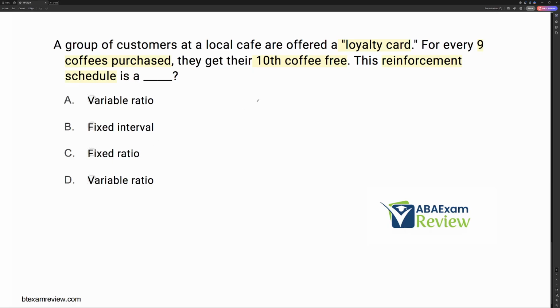And then we have to ask ourselves, is that requirement changing? Well, no. Every single time it is 9 coffees purchased. So it's going to be a fixed number of responses, or a fixed ratio schedule. Why is it not variable ratio? Because the number required is not changing. Why is it not an interval schedule? Well, because it's not time. And of course, A and D are the same, but regardless, we can't pick either, and we should have ruled that out already. So the answer here is C.